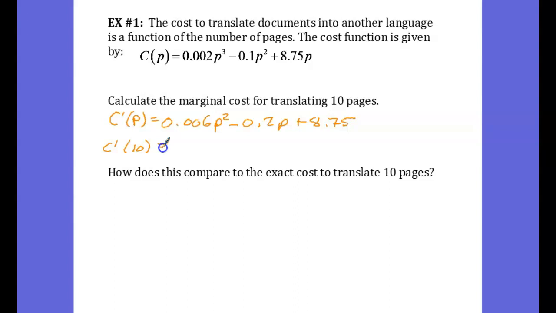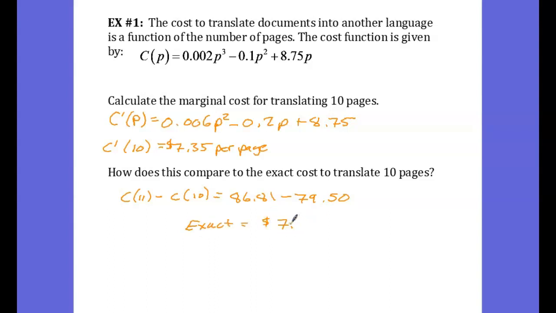Now, to calculate the marginal cost for translating 10 pages, we need to find C prime of 10. And this is going to be equal to $7.35 per page. We get that by substituting 10 for p into our derivative. The next question asks how this compares to the exact cost to translate 10 pages. So to find this, we'll find C of 11 minus C of 10. Substituting 11 into the original formula, we have 86.81 minus 79.5. And so the exact amount is $7.31 per page. And so our marginal cost is a reasonable estimate.